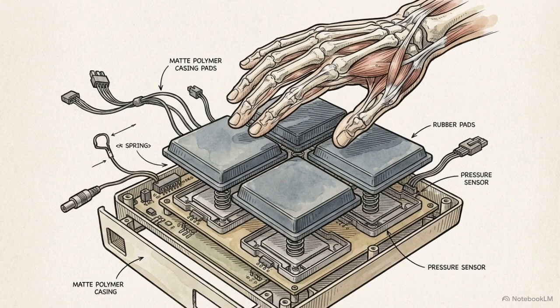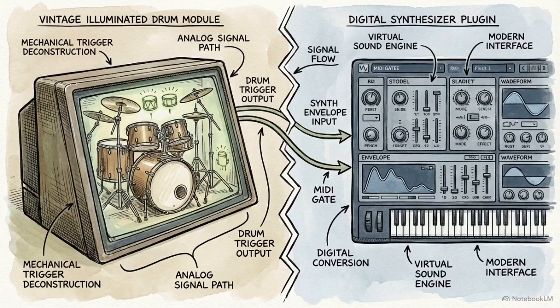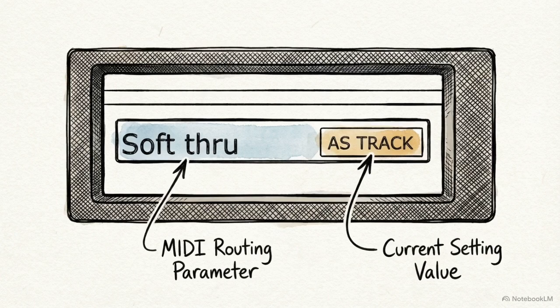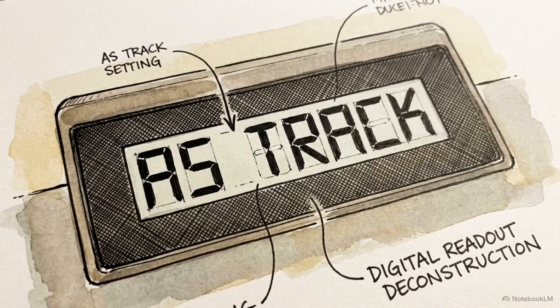At this point, you will likely encounter a frustrating issue, the double trigger. You hit a pad, and you hear both the computer synth and an internal MPC drum sample playing at the exact same time. To fix this, press Shift and 9 on the numeric keypad to access the hidden MIDI sync menu. Now, locate the parameter labeled Soft Through. Setting the Soft Through field to As Track solves the problem.